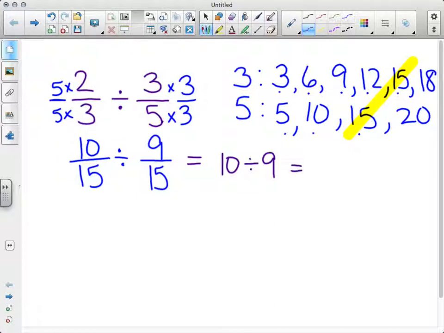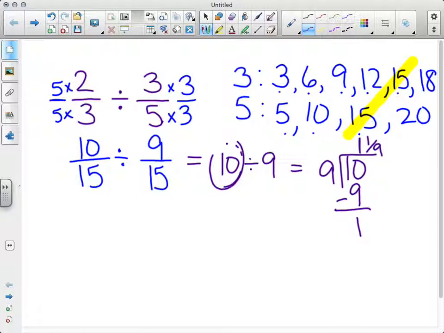So again, what we call a top dog in the doghouse. This is the top dog. He's first. He goes underneath. 9 goes on the outside. 9 goes into 10 one time. 1 times 9 is 9. You get 1 left over out of 9. So no matter which way you choose, which way works for you, your answer is 1 and 1/9.